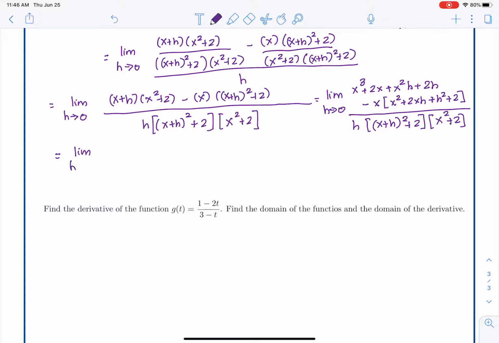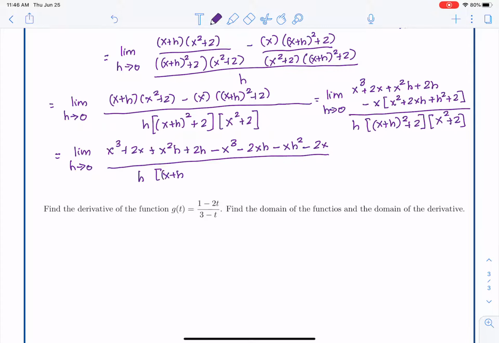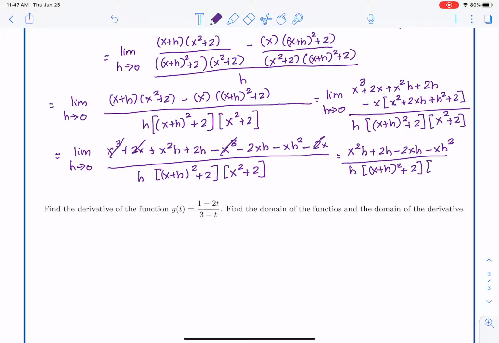Distribute the x in the second term. We have x cubed plus 2x plus x squared h plus 2h minus x cubed minus 2xh minus xh squared minus 2x divided by h times x plus h squared plus 2 times x squared plus 2. The x cubes will go away, the 2x will go away, and I simply have x squared h plus 2h minus 2xh minus xh squared divided by h times x plus h squared plus 2 times x squared plus 2.